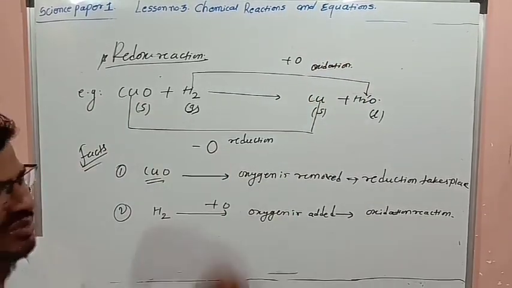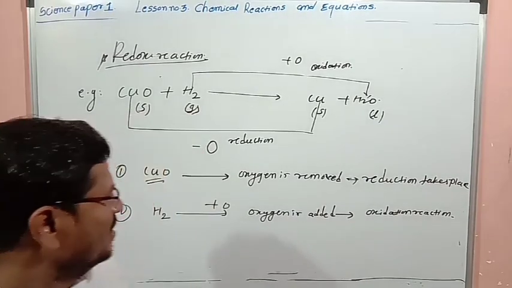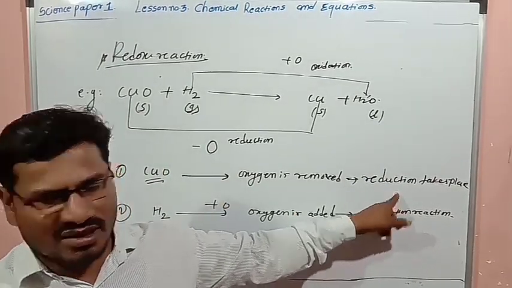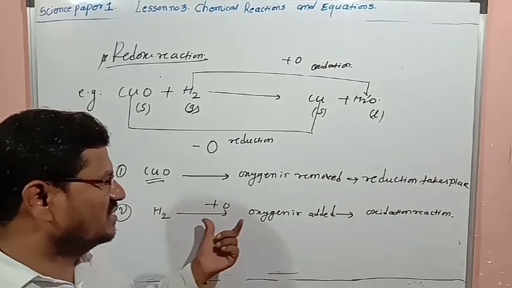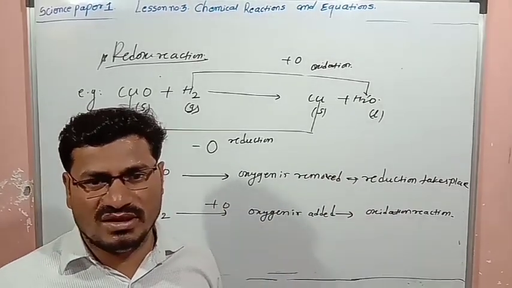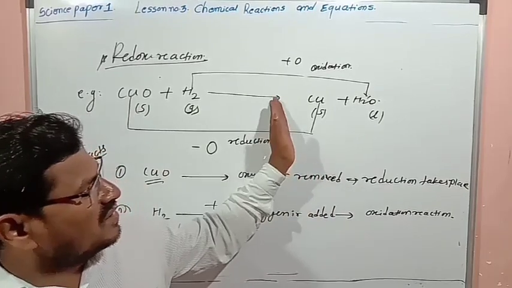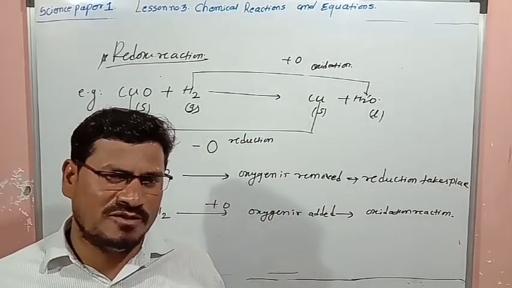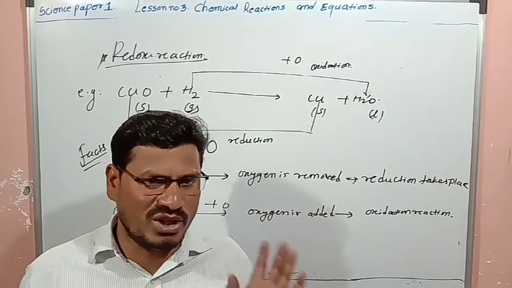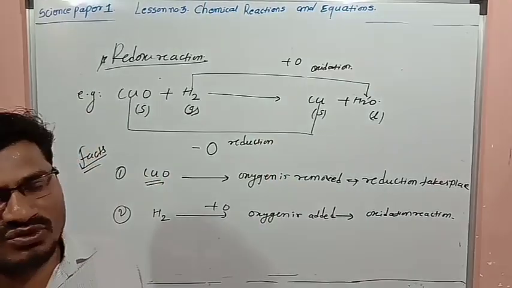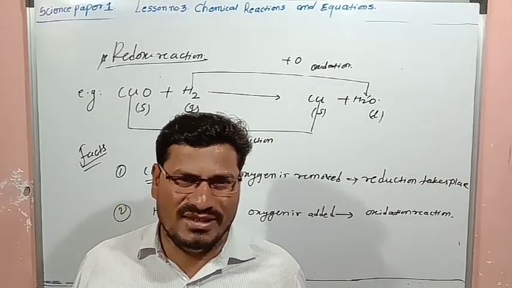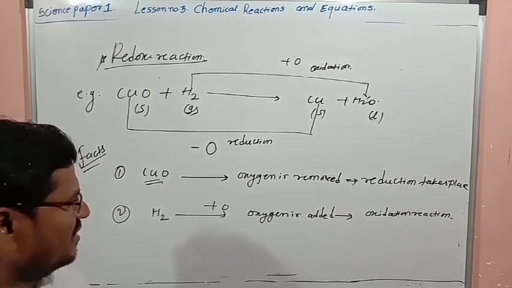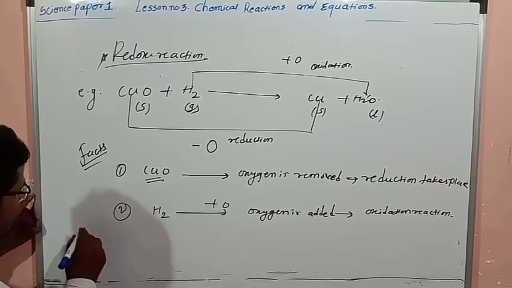So in this chemical reaction, oxygen is removed from copper oxide, so reduction takes place, and oxygen is added to hydrogen, so oxidation takes place. In this chemical reaction both reduction as well as oxidation take place simultaneously at the same time. So this chemical reaction is called a redox reaction, and we'll write a definition of redox reaction.